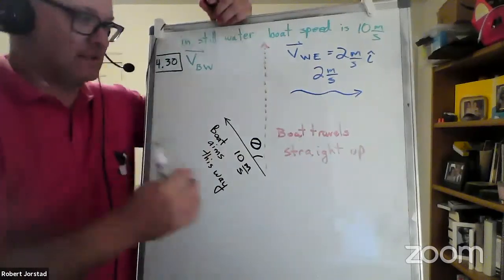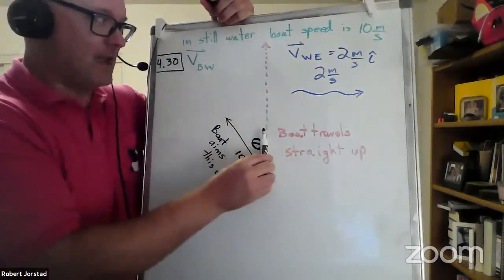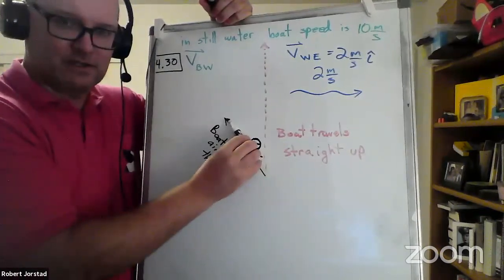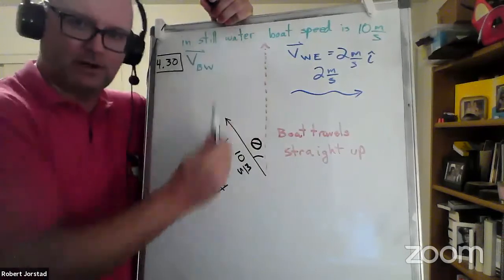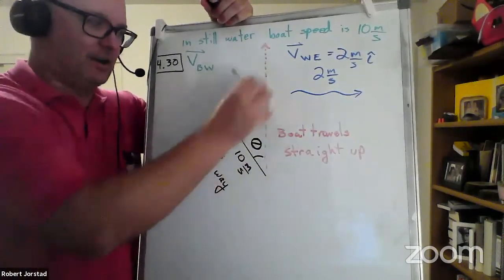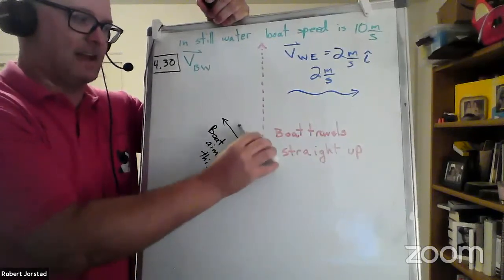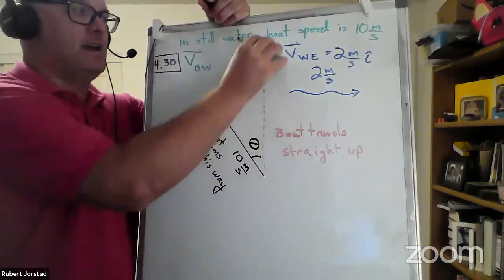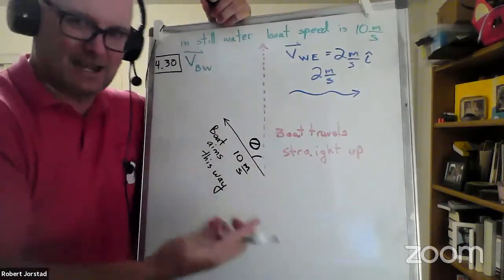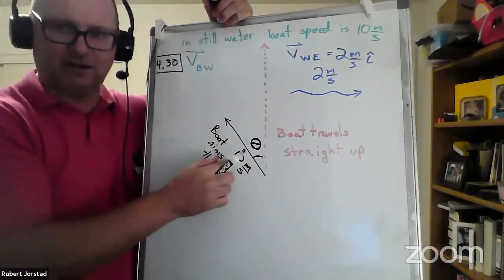Okay. Now, think about this. If there was no current, you'd aim this way and you'd get across at 10. Because we have to angle into it, shouldn't you get across a little bit slower? Because you have to use some of your energy to fight that current. You're going to aim this way and fight that current the whole way. And so as a result, you should actually get across the river at a rate less than 10, because you have to fight that current.